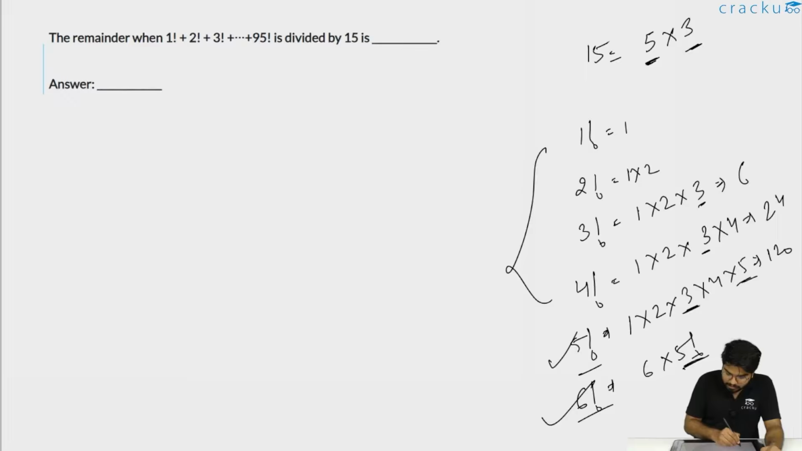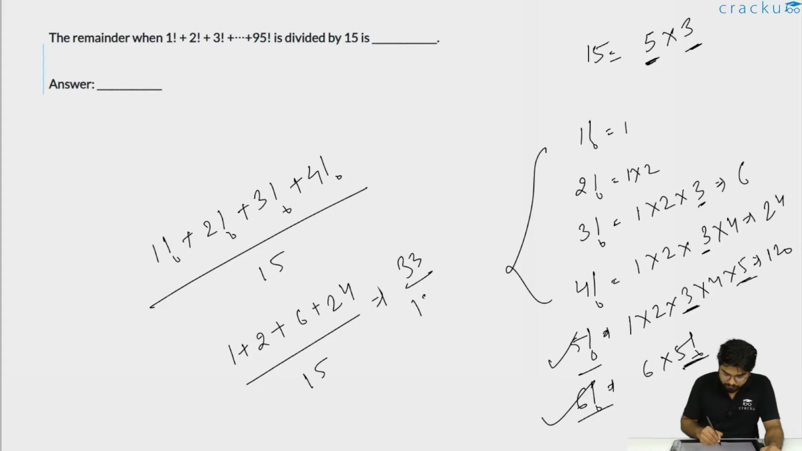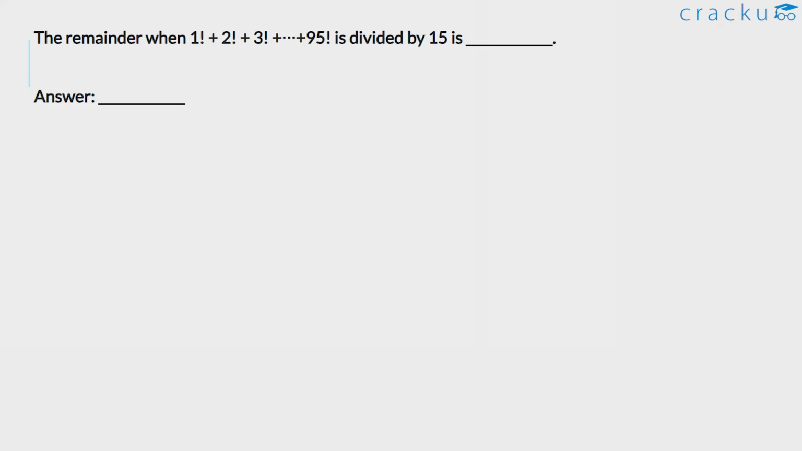So what are the numbers? 1 factorial plus 2 factorial plus 3 factorial plus 4 factorial, divided by 15. 1 factorial is 1, 2 factorial is 2, 3 factorial is 6, 4 factorial is 24, divided by 15. This is equal to 33 divided by 15. We know that 15 into 2 is 30. So the largest multiple of 15 before 33 is 30. So the remainder will be 33 minus 30, which is 3. So the remainder has to be 3. The answer has to be number 3.